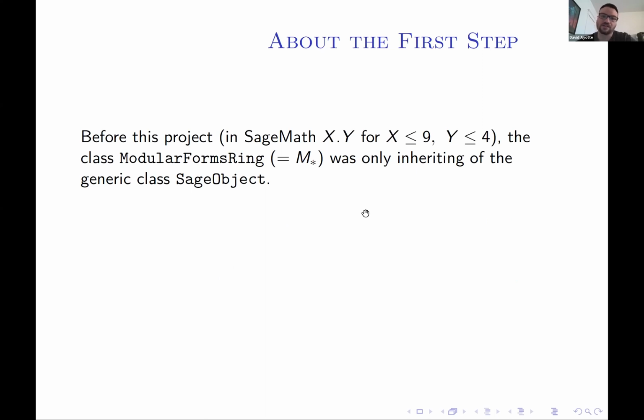Before this project, that is in SageMath 9.4 and before, the class modular form ring was only inheriting from the generic class SageObject. This is a really generic class. Basically, any object that is returned to the user in SageMath inherits from this class. So it's not very useful.